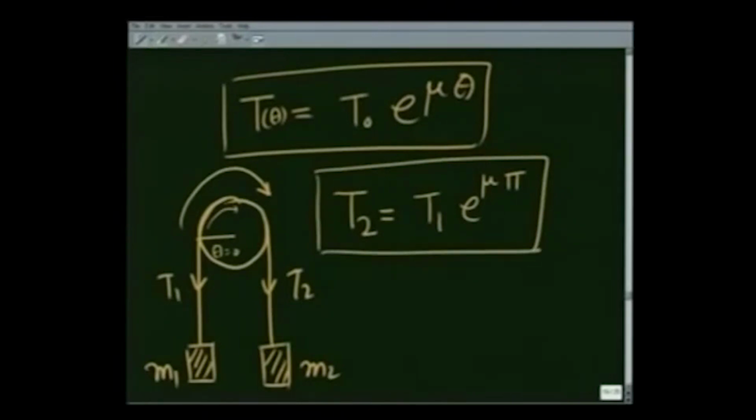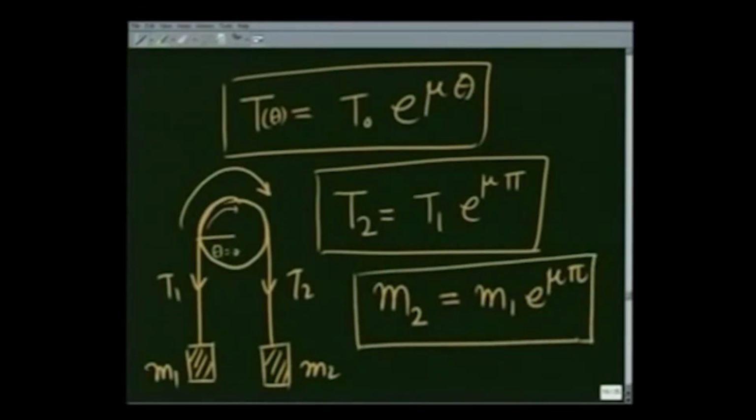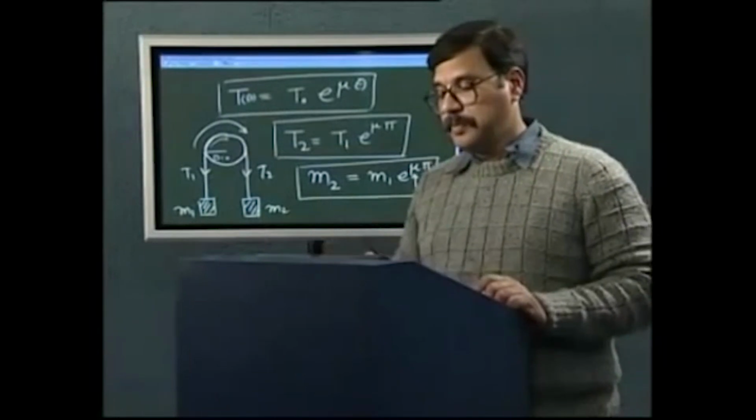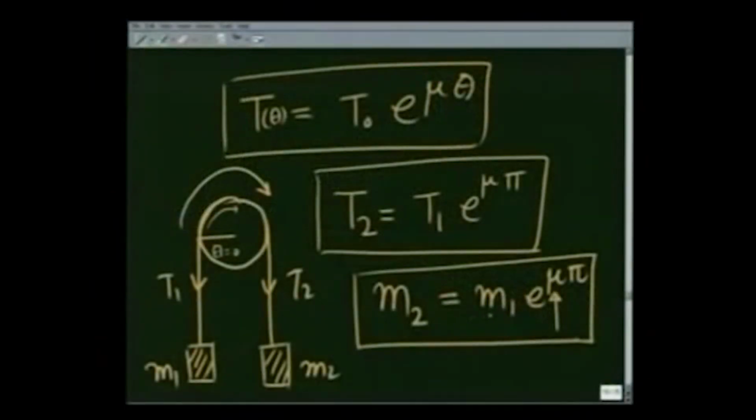Since the tensions balance the masses, I also have m2 equals m1 e raised to mu pi. G cancels from both the sides. You can see because of the friction mu, a very small mass m1 can balance a mass much larger than itself, which is m1 times e raised to mu pi. This has practical uses.